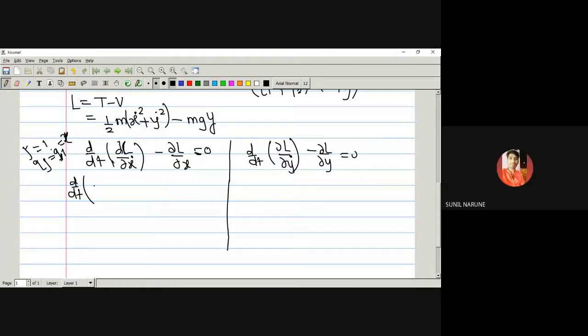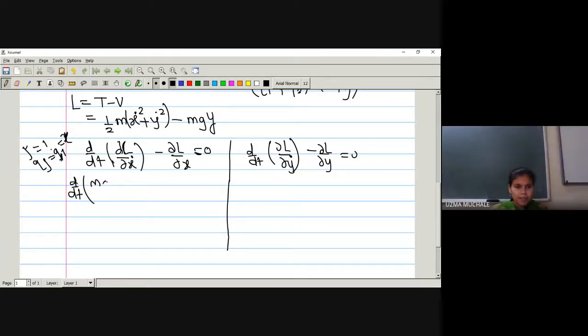m x double dot, because the 2 in 2x dot gets cancelled. Here there is no term of x dot, so it will be 0. Minus the derivative of L with respect to x. Is there any term of x in L? No. Hence we can say it is 0.